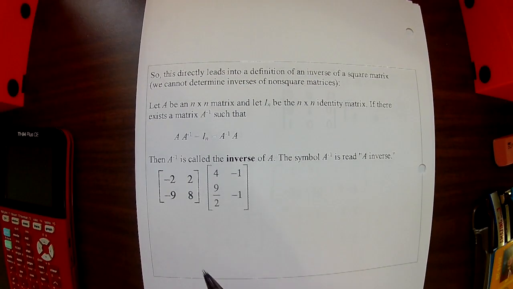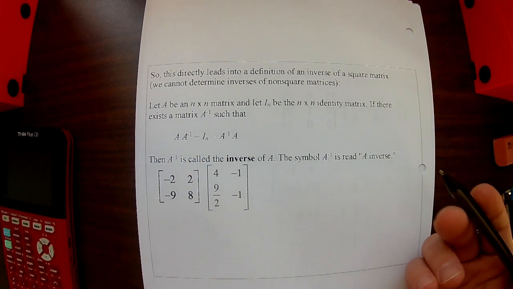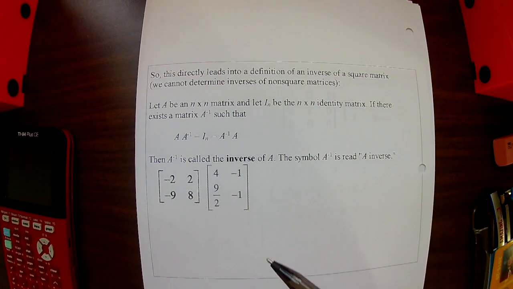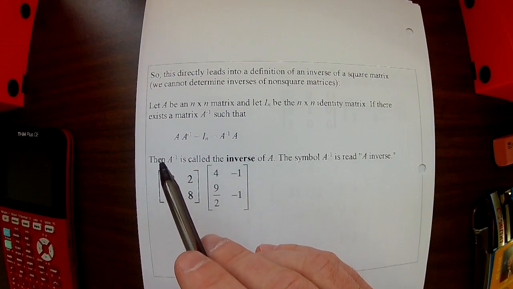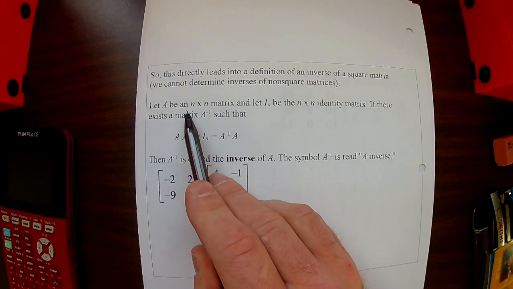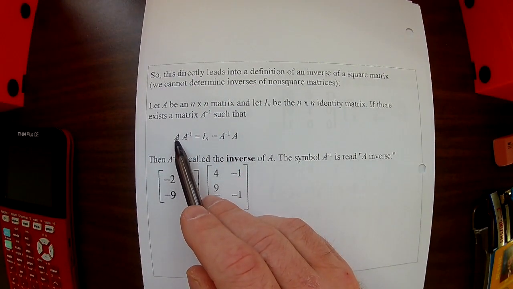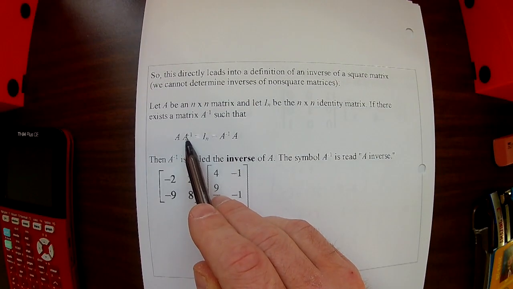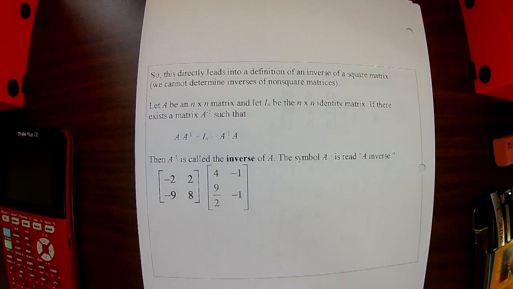A couple things to note here. In order for a matrix to be invertible, or what we call non-singular, those vocab words are going to come up later, so don't worry too much about them. But again, in order for a matrix to be invertible or non-singular, it has to be a square matrix, and the matrix times its inverse and the inverse times the matrix have to both be the identity matrix.